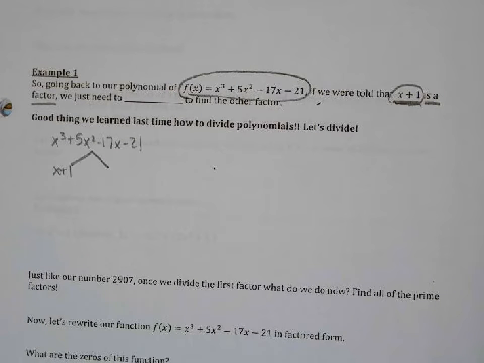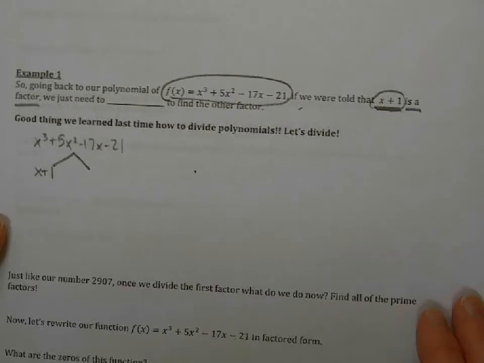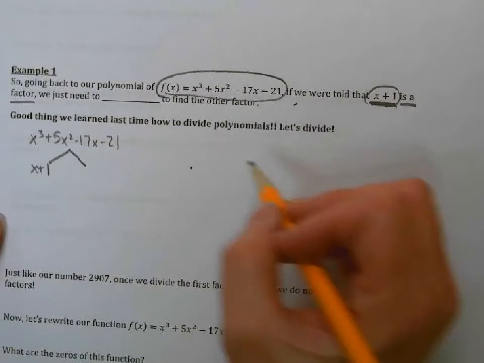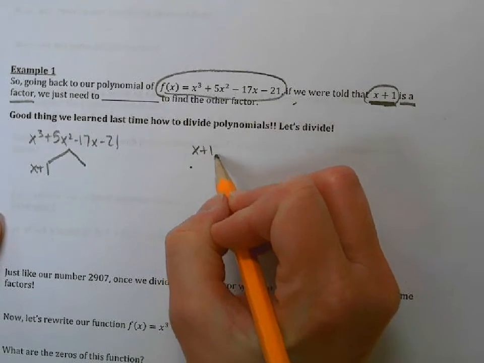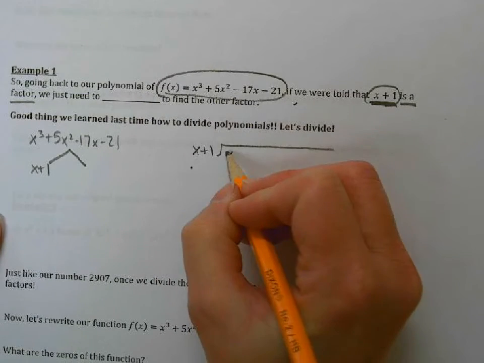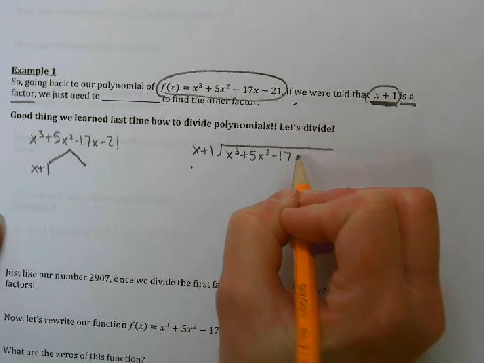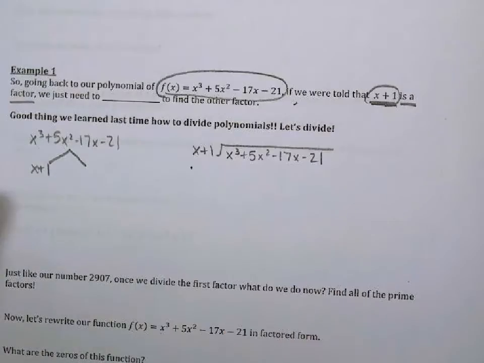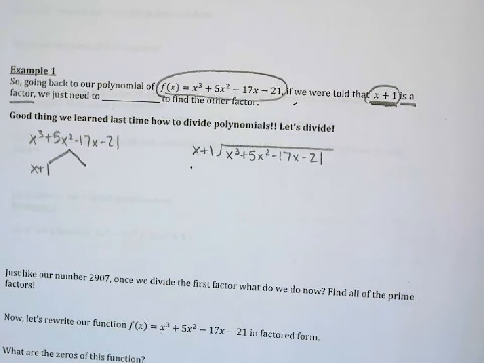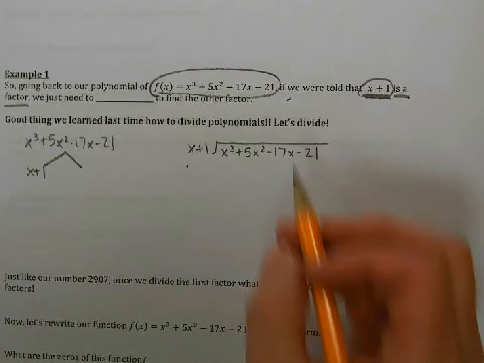Do you know how to divide polynomials? Yes, you do, because I taught you last time. So come over here to the side, and we are going to divide. We're going to take x plus 1 into x cubed plus 5x squared minus 17x minus 21. Okay, I'm going to give you a minute. You go divide. All right, so how do I divide this?